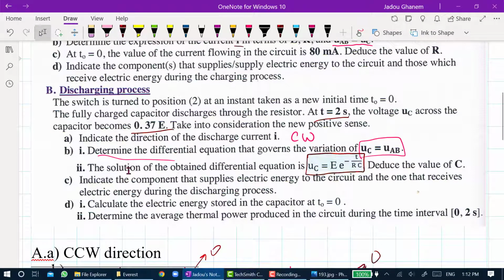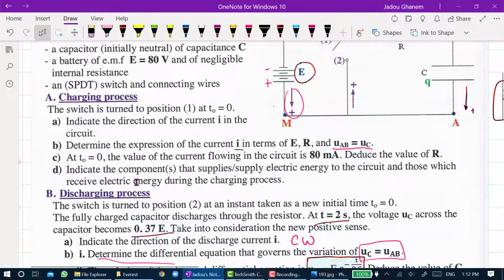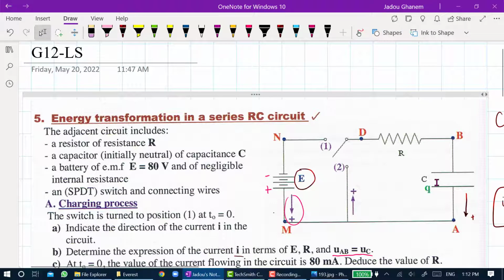Now they said that in part C, indicate the component that supplies electric energy to the circuit and the one that receives electric energy during the discharging phase. So it's clear that the capacitor is providing energy and the resistor here is receiving the energy. So this one supplies energy during the discharging phase, and this one is receiving or consuming the energy.